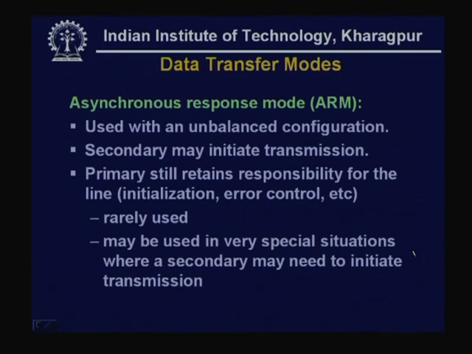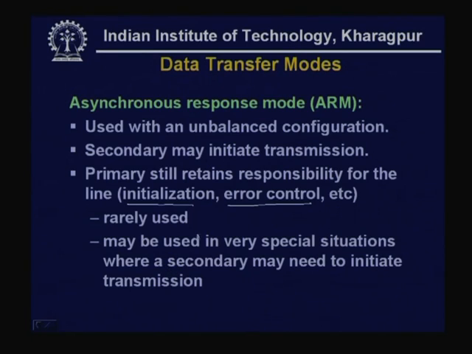The third type is asynchronous response mode, or ARM. This is used with an unbalanced configuration. Here the secondary may initiate transmission, while the primary still retains the responsibility of the line. For example, initialization and error control are all done by the primary. However, in this case the secondary may initiate transmission, which is not possible in the first mode.